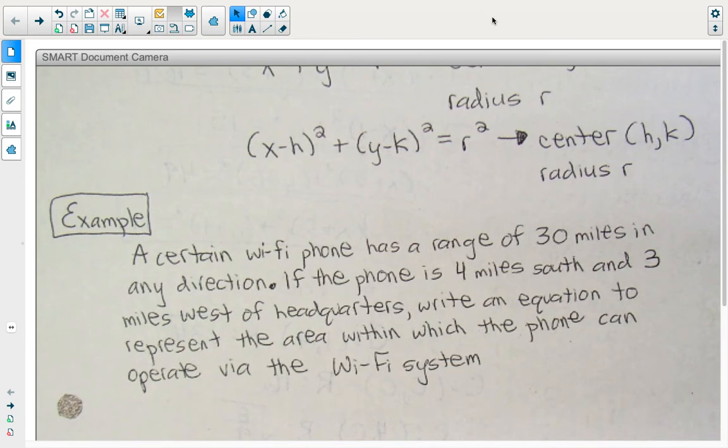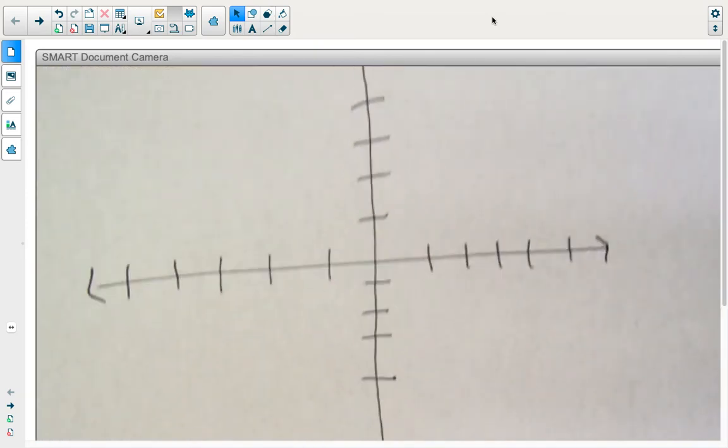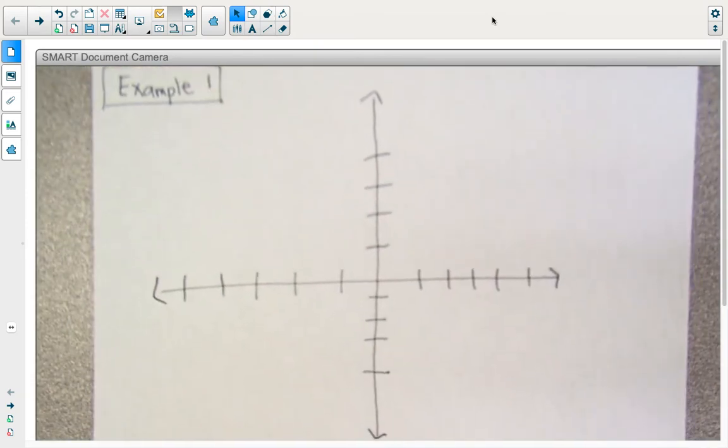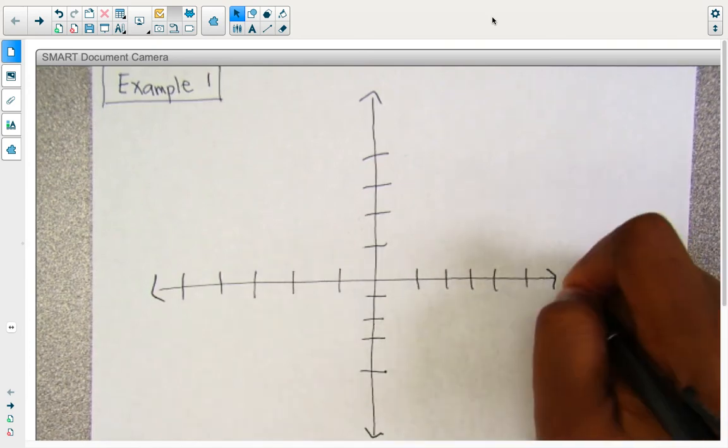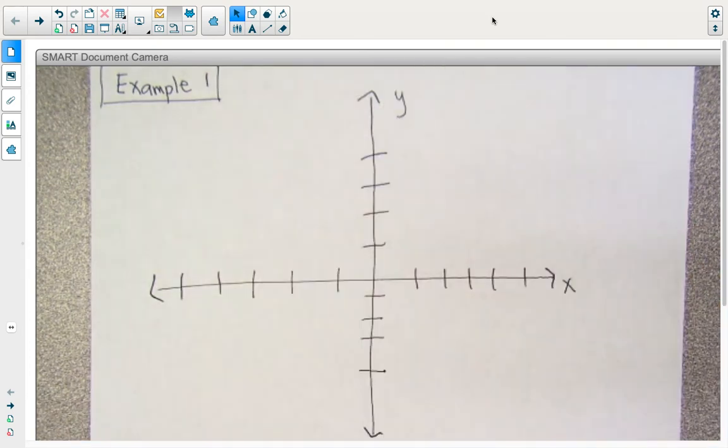So I've got a little grid here, not the best one, but enough to get our point across. I drew in our XY coordinate plane, and let's go through and see what the problem wants us to do again. It says a certain Wi-Fi phone has a range of 30 miles in any direction. This is our radius. So wherever the center of our circle is, we're going to go around 30 miles in any direction.